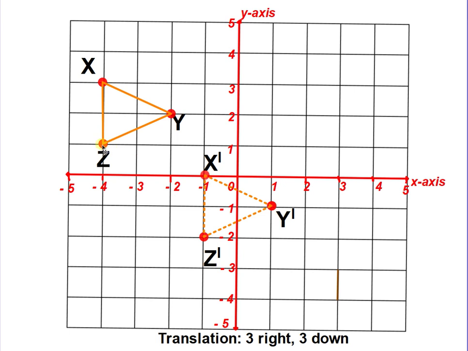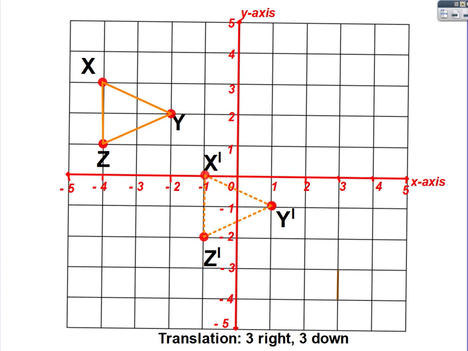Now we have Z also here. How do we get to this point, which is Z prime? Now at this point, we move 3 times. Let's see, 1, 2, 3 to the east. Then how many times do we move down? Move 1, 2, 3 to get to our Z prime. Therefore, the translation vector is going to be 3 right, then 3 down.